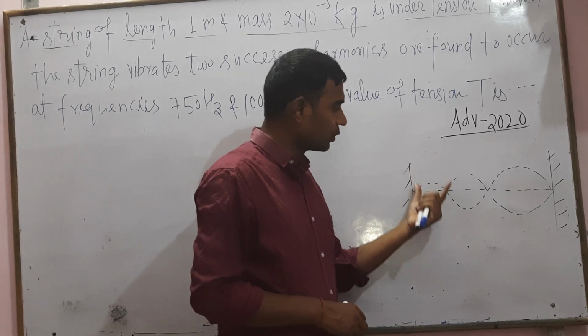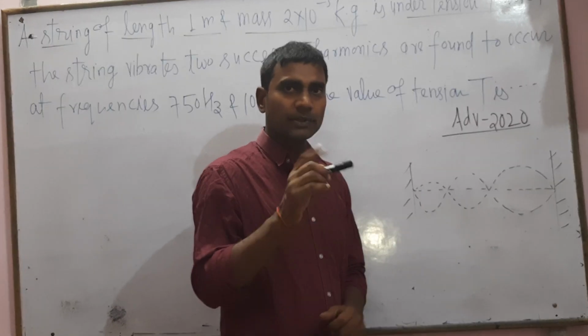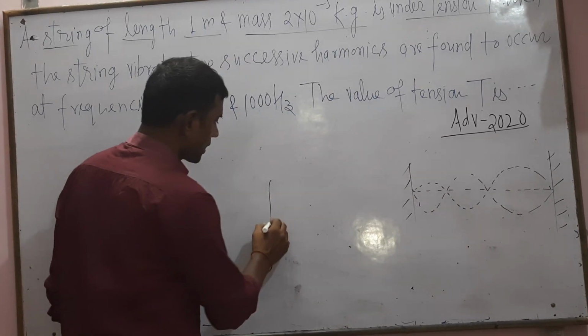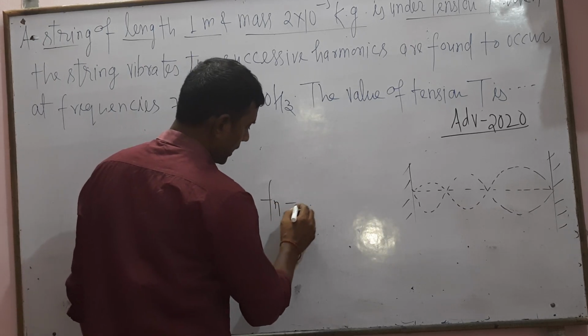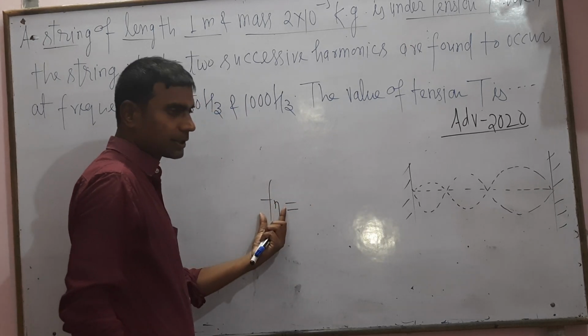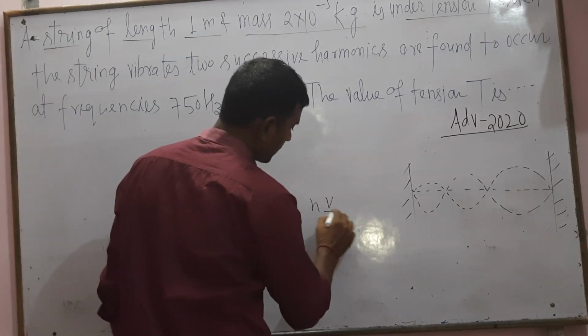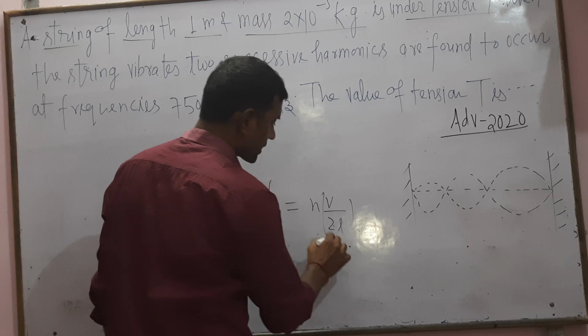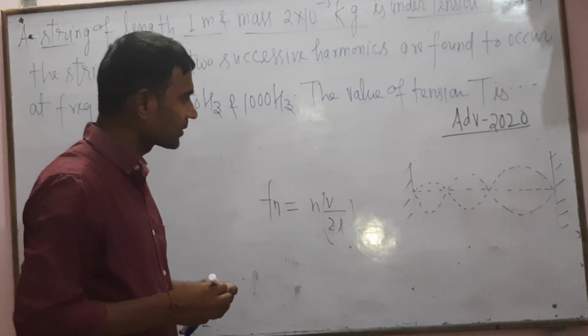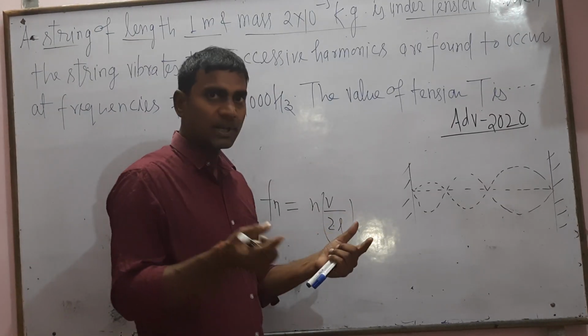Then if both ends of the string are fixed, the frequency for the nth harmonic will be equal to n into V by 2L. This is the frequency for the nth harmonic. Okay, n means the number of loops.